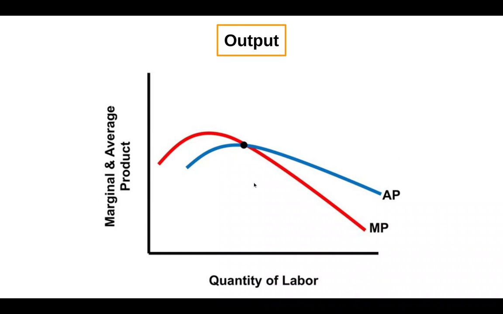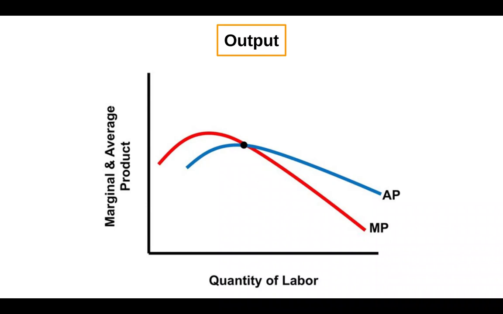So you notice here we have labor, and then we have our products on the y-axis. You notice this intersection point, right? When average product is maximized, that is where it intersects marginal product. Now, what explains this relationship?